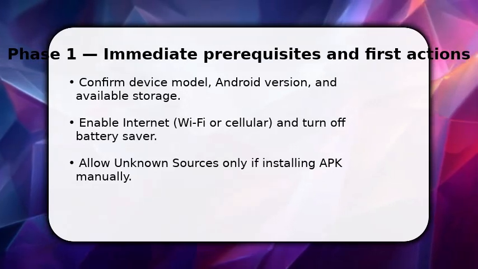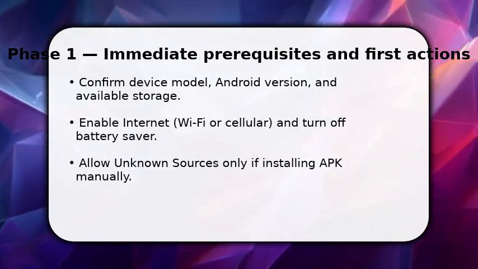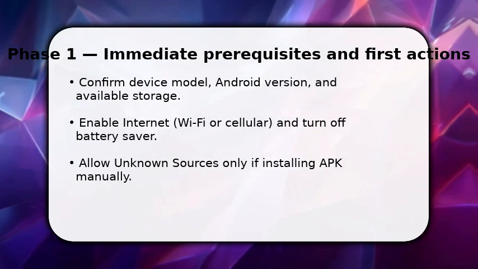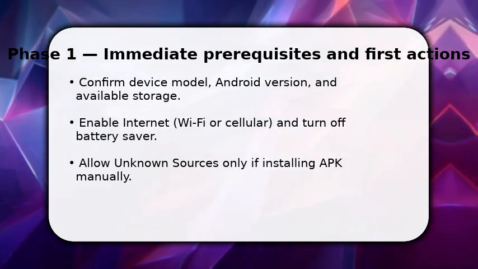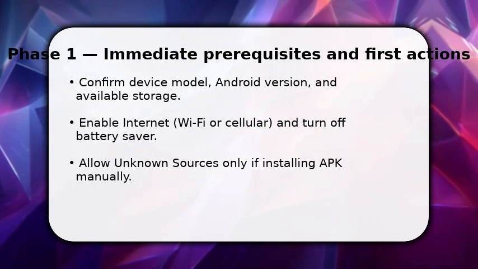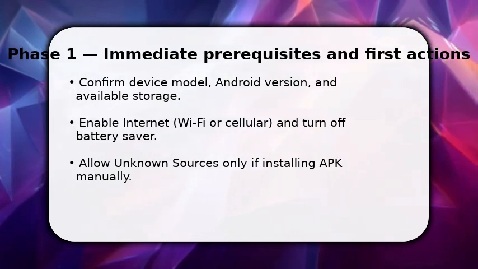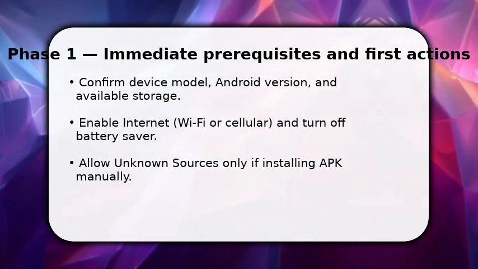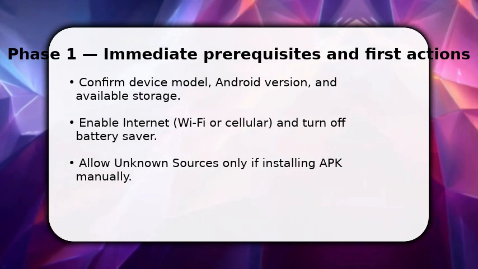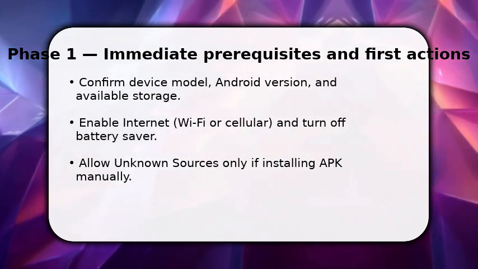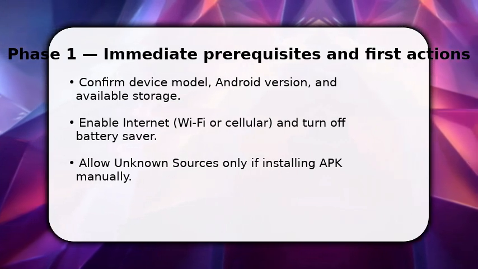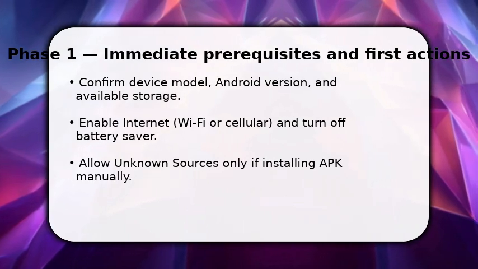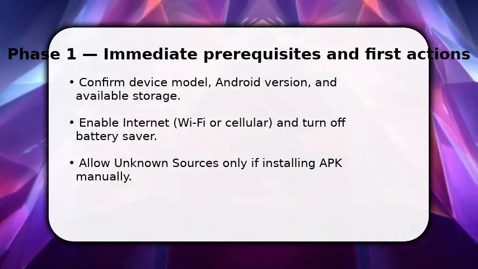You start by confirming basics: device model, Android version, and at least 500 MB free storage so installs don't fail. Once done, connect to a stable Wi-Fi or cellular network and disable battery saver because it can block background services. If you plan to sideload, make sure you enable unknown sources temporarily, but only for the installer app. You will turn it off later. This gets you ready to download the correct Google Play Services package and avoid common permission roadblocks.